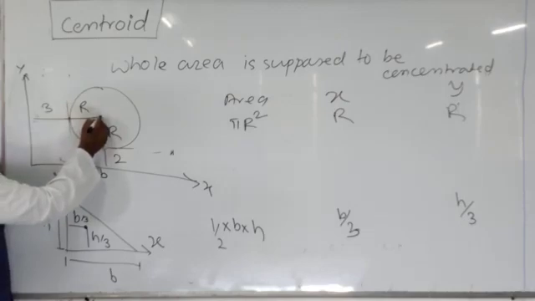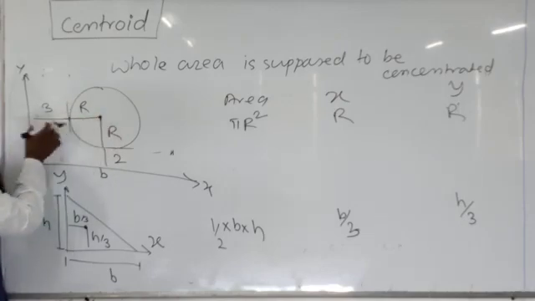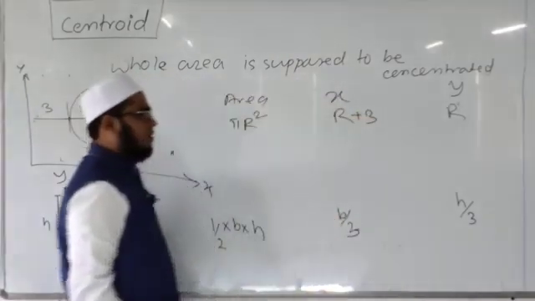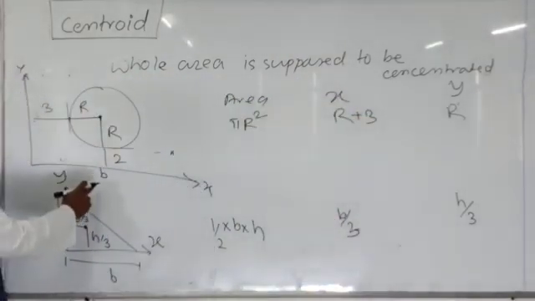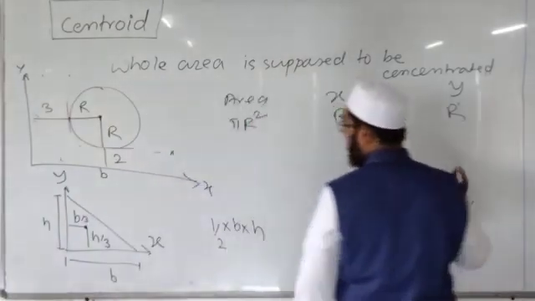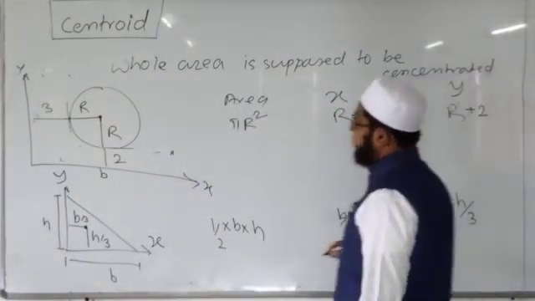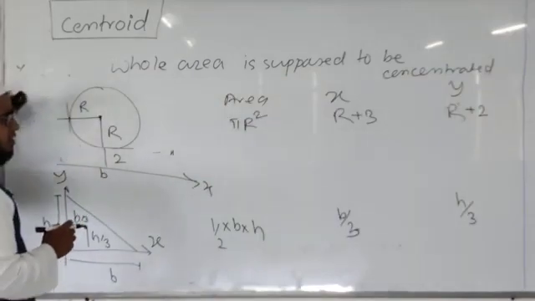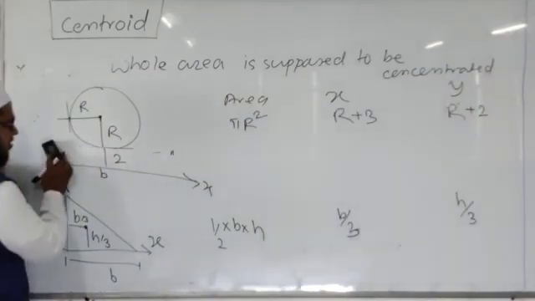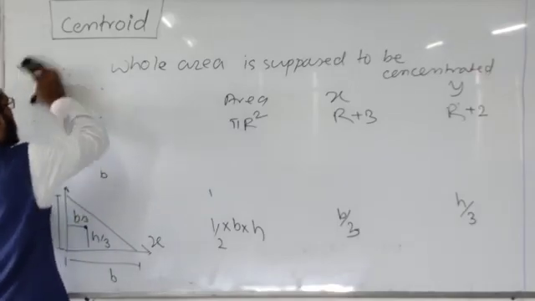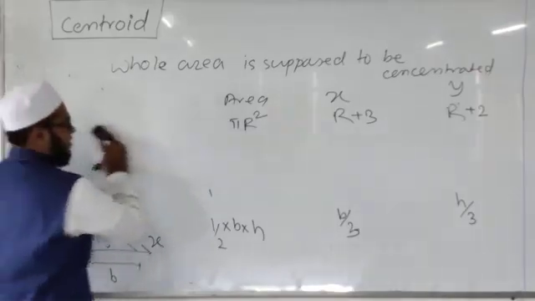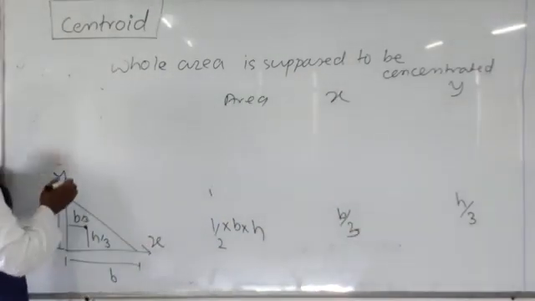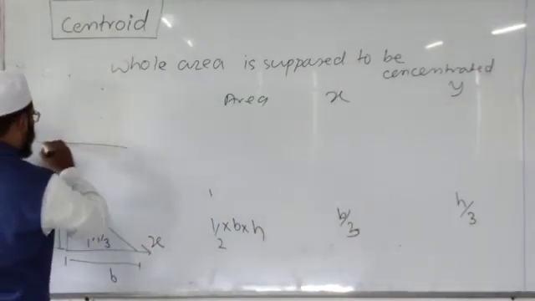So the distance of the centroid from the y axis is r plus 3, and the distance of the centroid from the x axis, that is the y coordinate, is r plus 2. But we have to remember that in a circle the centroid lies at the center of the circle, and the fourth standard figure is the semicircle.